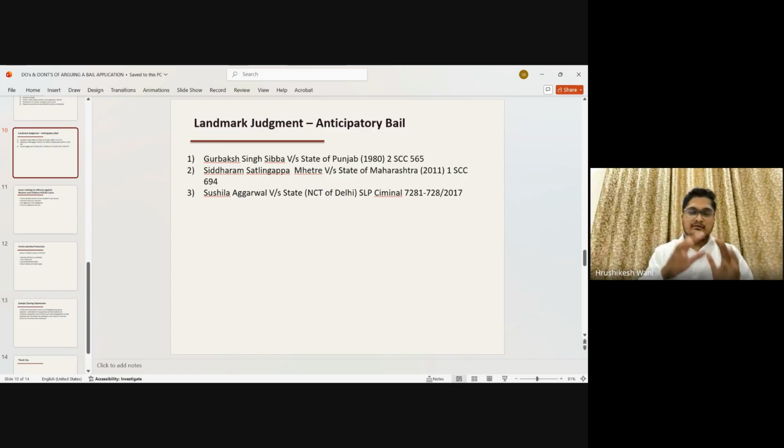While arguing a bail application, as an applicant or accused, you are the first to argue. After you, the prosecution or the public prosecutor is going to argue. And if the victim is issued a notice in a bail application, then the lawyer of the victim or the complainant, whatever the case may be, will argue after the public prosecutor. Then you have to rebut the submissions made by the public prosecutor.